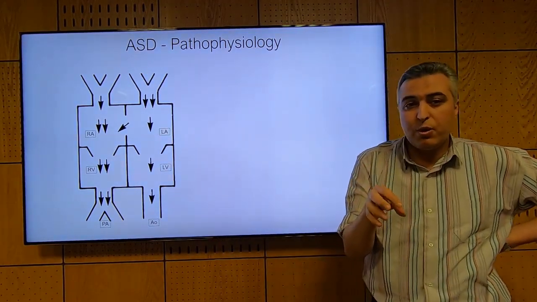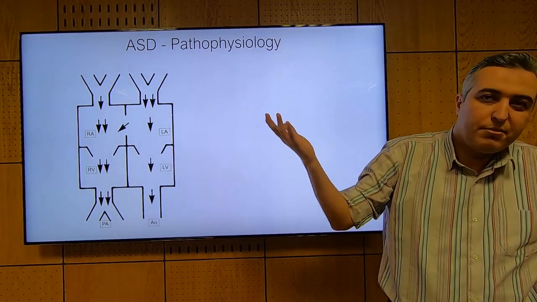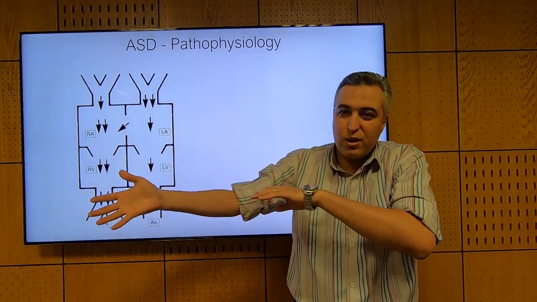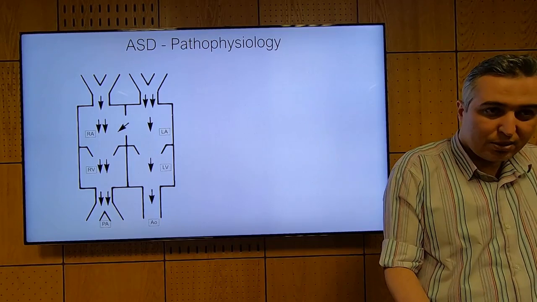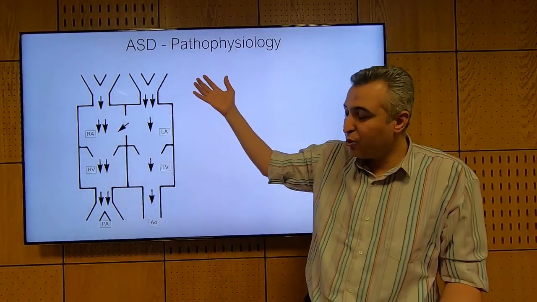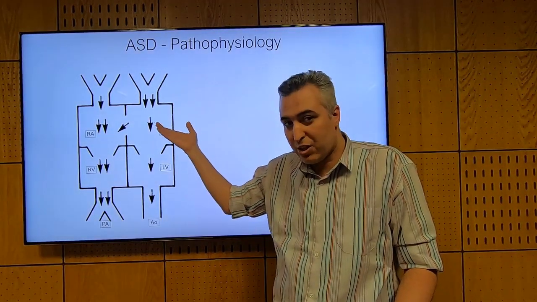Will more volume go to the left atrium in case of an ASD? Yes. Because the blood going to the lungs will come back through the pulmonary veins, and all the blood coming back through the pulmonary veins will have to go to the left atrium. So the amount of blood volume going to the left atrium will actually increase.